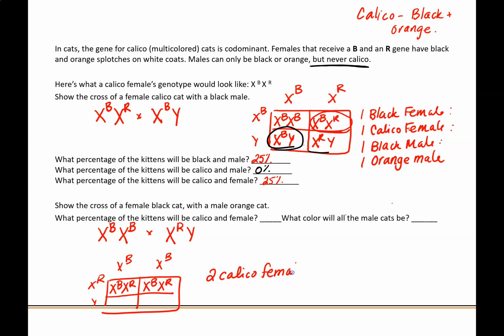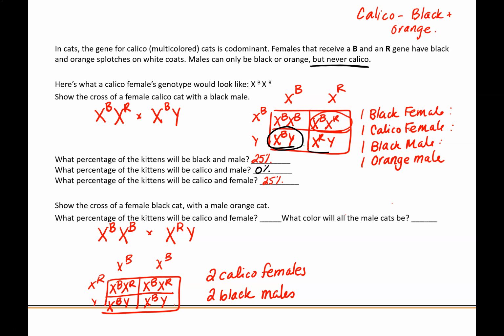So in other words, all the females are going to be calico. And we've got two black males. So there are only two phenotypes you can get from this cross. You can either get female calicos or black males. We're also going to be 2 to 2 or 1 to 1 on the genotypes. We only have two different genotypes there.